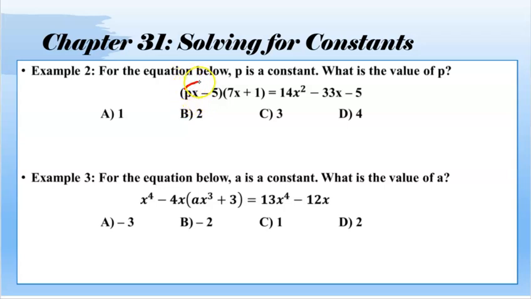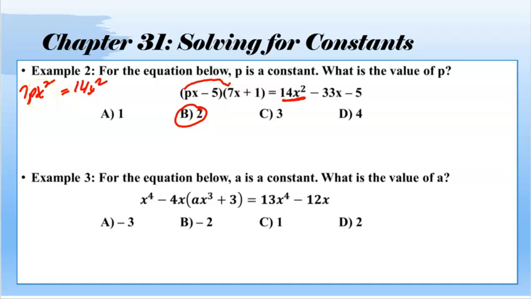So if I were to start the FOIL, I would have px times 7x, which will give us 7px squared. Now the other side, I have a 14x squared. So I would just make that equal to 14x squared because those terms have to equal each other. So now I've got to think, what do I multiply 7 by to get 14? That would be letter B, 2, because 7 times 2 is 14, so I have 14x squared equals 14x squared.